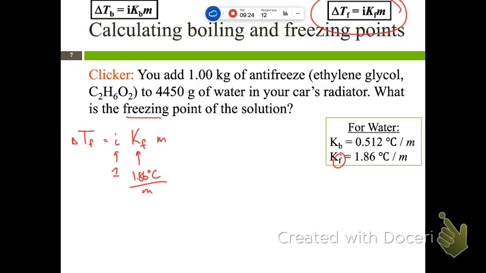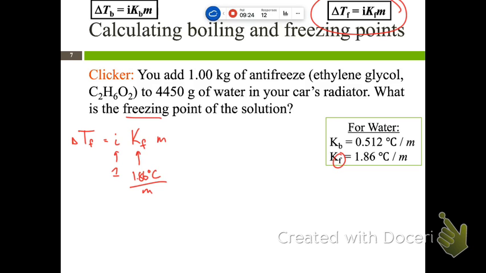The temperature is going to change by 1.86 degrees per 1 mole. Okay, so do a fuller sentence. Talk about it in the big picture. So the change in temperature of the freezing point is going to change by 1.86 degrees Celsius for every 1 molal of solute. So if we have a 1 molal solution of anything, it doesn't matter what it is, it is going to decrease the freezing point by 1.86 degrees Celsius.